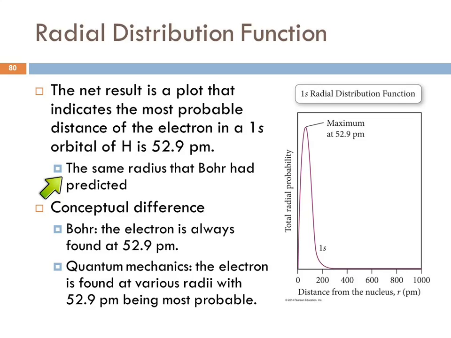But there's a very important conceptual difference. In the Bohr model, which is like the solar system, the electron is orbiting around the nucleus, always at 52.9 picometers from the nucleus. Quantum mechanics says the electron can be found at various radii, but 52.9 picometers is the most probable. That's where it's most likely to be found, but it could be farther or closer.